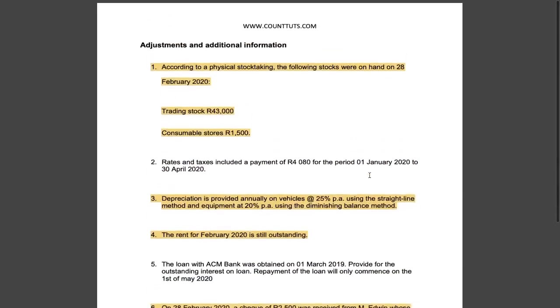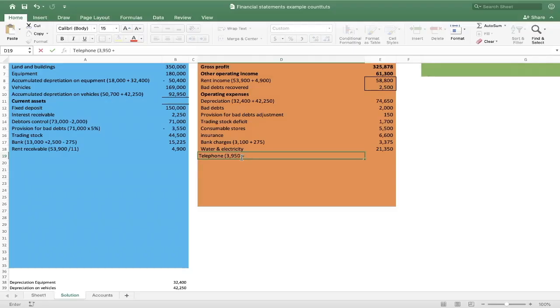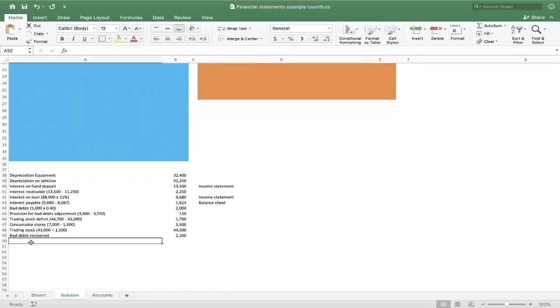So what we'll do is take the 3,950 in our pre-adjustment trial balance, and then we add the 480 which we have not paid as yet, and that will form part of our telephone account, and it gives us an answer of 4,430 rand. And then we also go to our calculations and put the telephone payable, because we still owe that money, so it will be part of our current liabilities, as I just said, and it was 480. And it will go into the balance sheet.